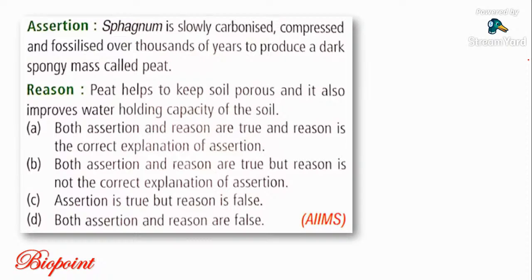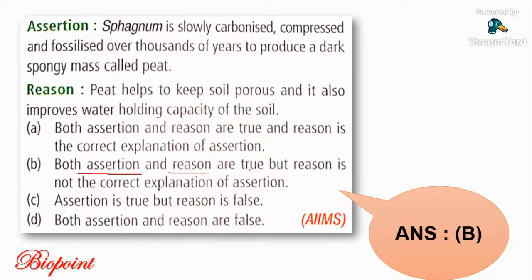The correct answer for this question is option B. Both the statements, assertion as well as reason, are true, but reason is not the correct explanation of the assertion. Sphagnum is slowly carbonized and compressed to form a spongy mass-like structure called peat. Peat helps to keep the soil porous and it also improves the water holding capacity of the soil. But both these statements are correct, but this is not actually the reason for this particular sentence.